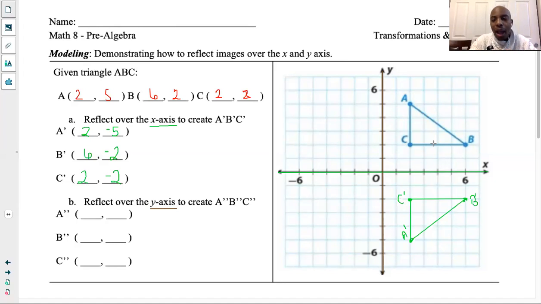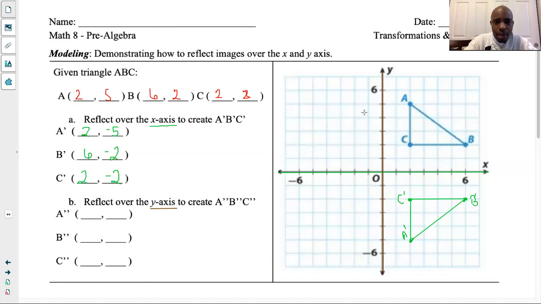But in some cases, you will have to go from A prime, B prime, and C prime to the second one. But in this case, I want you to go from the original image to create this new A double prime, B double prime, and C double prime.